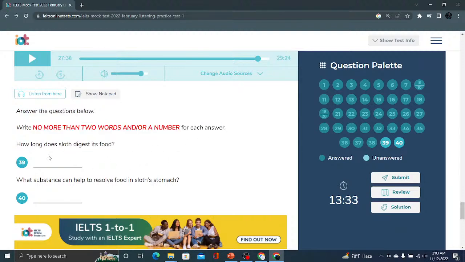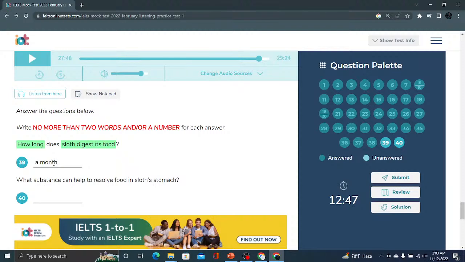Okay, so how long do sloths digest their food? People usually digest their food in about a day, but sloths can take about a month to finish the process. Did you get the answer? He said people usually digest their food in about a day, but sloths can take about a month. So the answer would be a month.